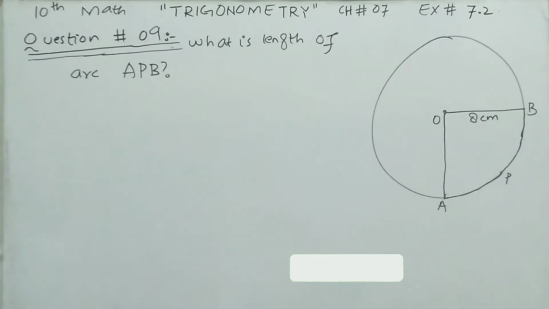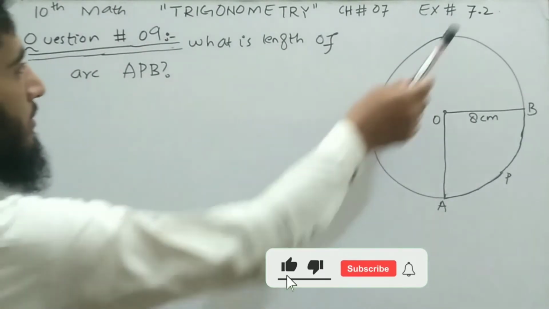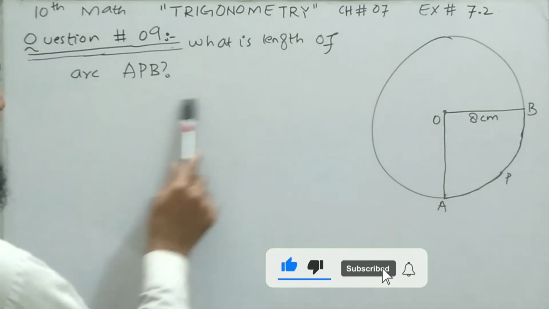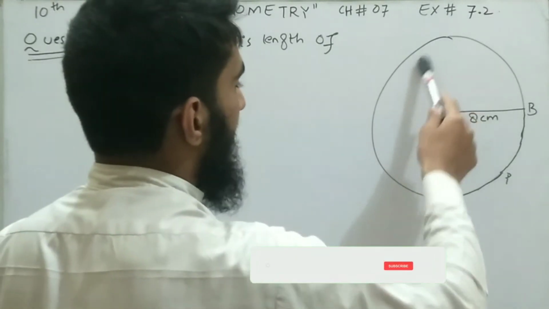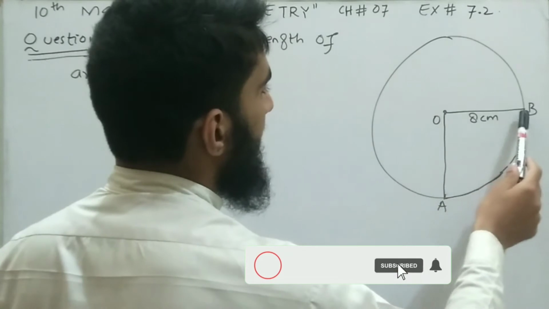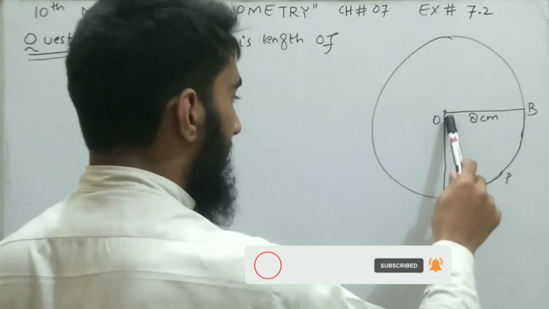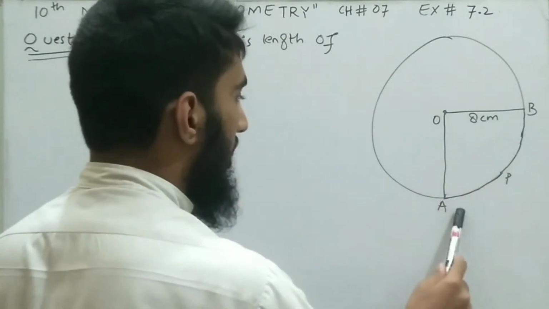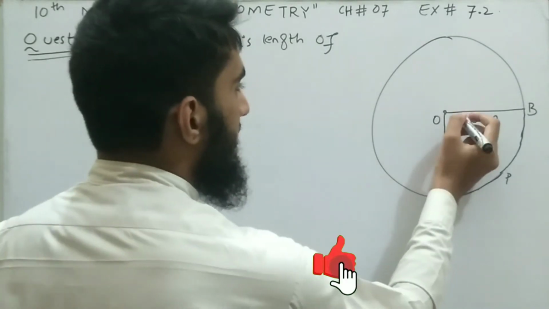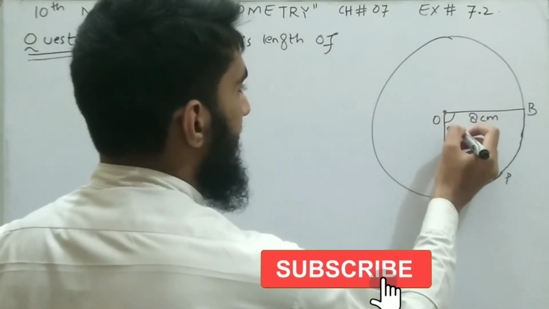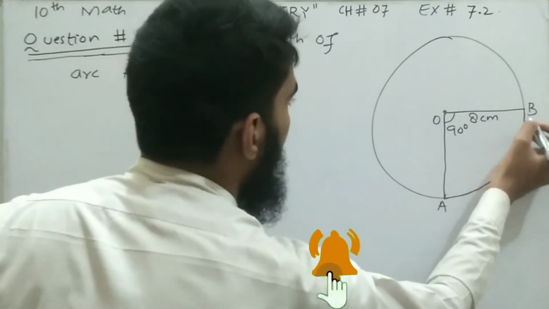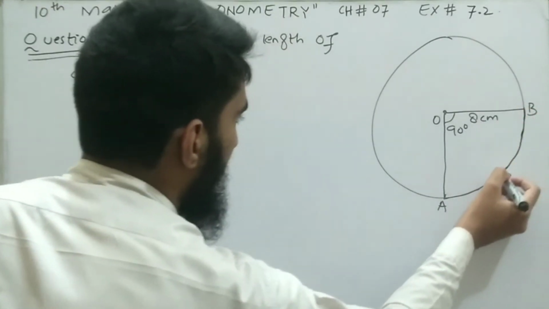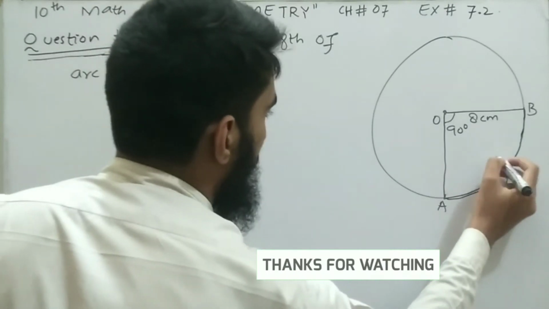Now move toward question number 9 related with exercise number 7.2. It asks what is the length of the arc APB. They give a circle in which this is the radius of the circle, and this is the perpendicular distance from point A to point A. Perpendicular means that over here the angle is 90 degrees, and it asks what is the length of the arc APB. So it is actually the circumference distance which we represent through L.